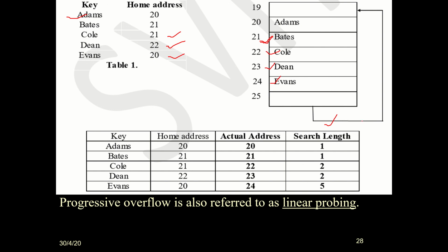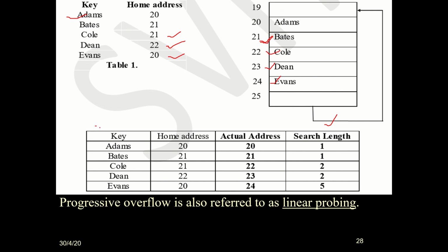Similarly, consider that a space is available here, we fill it up here. Now once again an entry comes and you come to know that it is not available. What do we do? We go to the beginning of the addresses and we search for an empty one. If an empty one is found, we fill it up. This is how linear probing or progressive overflow works.